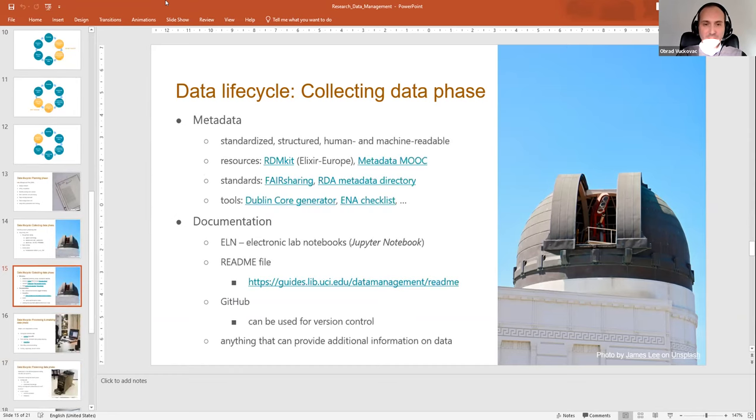Important thing of this phase is metadata. It is a huge thing. It's very important, and it is good to have separate lectures on this, if it's possible, but in a nutshell, metadata should be standardized, structured, and available for both humans and machines to be accessed and read.